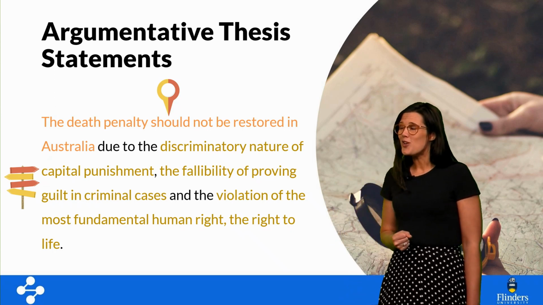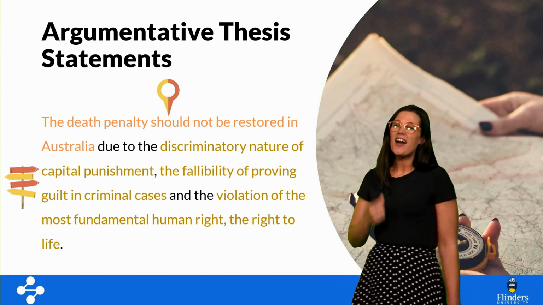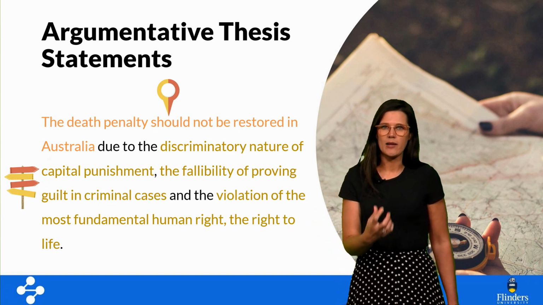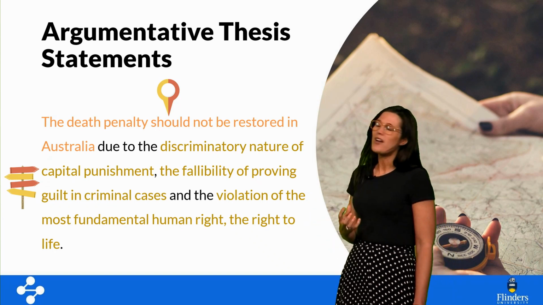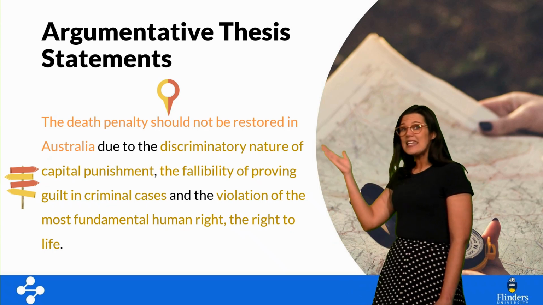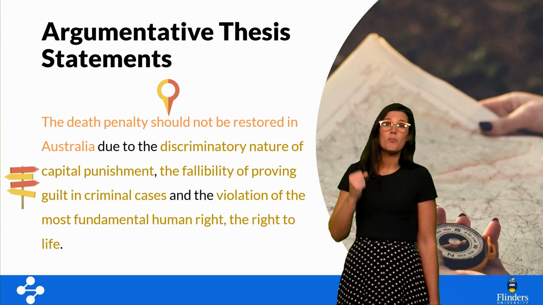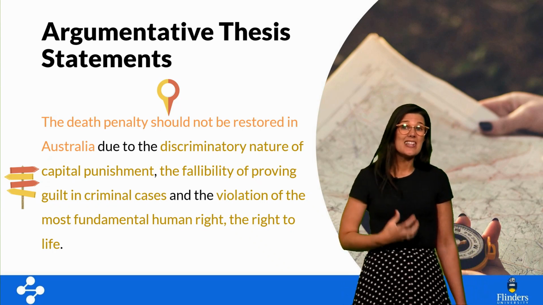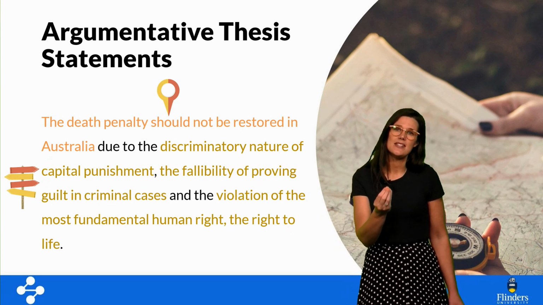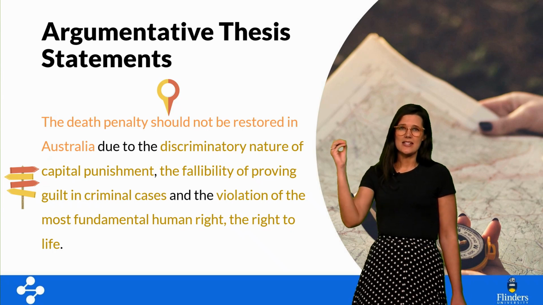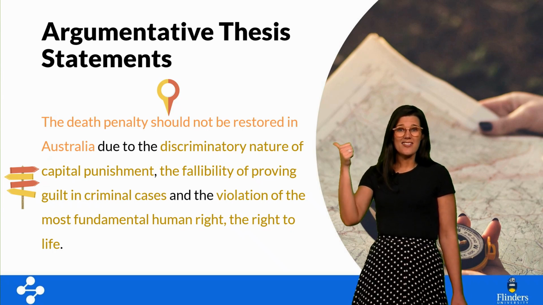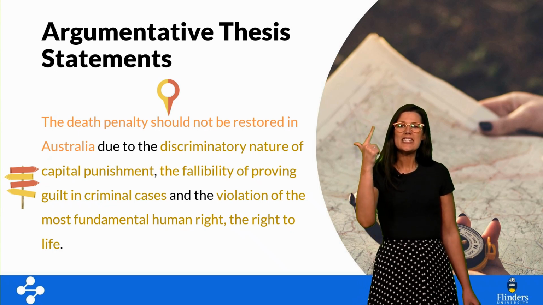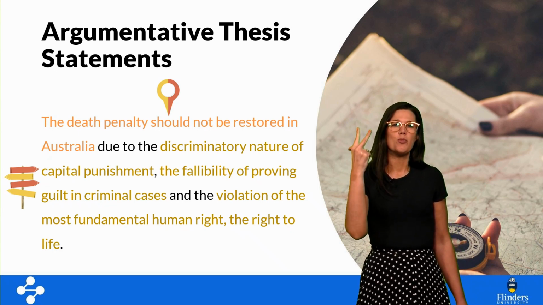Now, hopefully you've noticed because of my color coding that our orange section up here, this is the claim, this is the position that I am taking on this topic of the death penalty. It clearly has a position. It should not be restored in Australia. And "due to" shows my reader that these are the causes, these are the premises that I'm using to support this statement. And those are the discriminatory nature of capital punishment, the fallibility of proving guilt, and the violation of human rights.